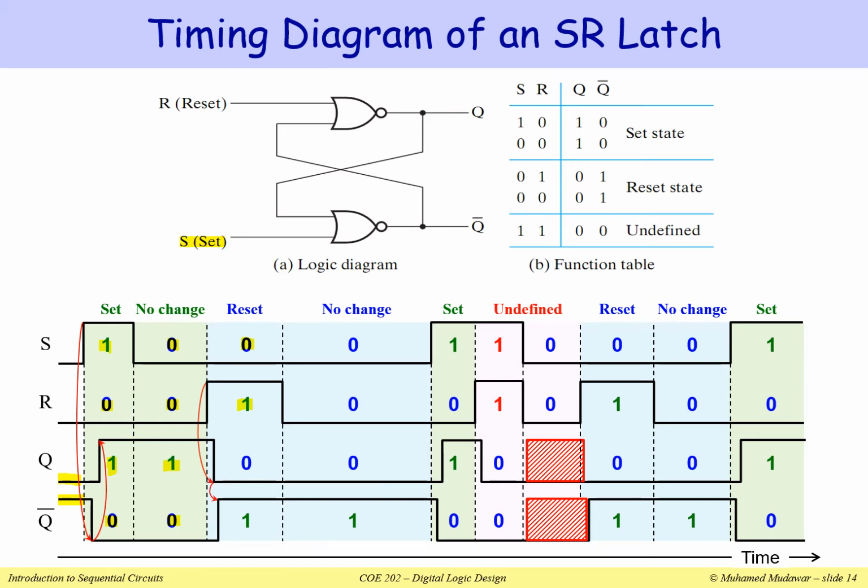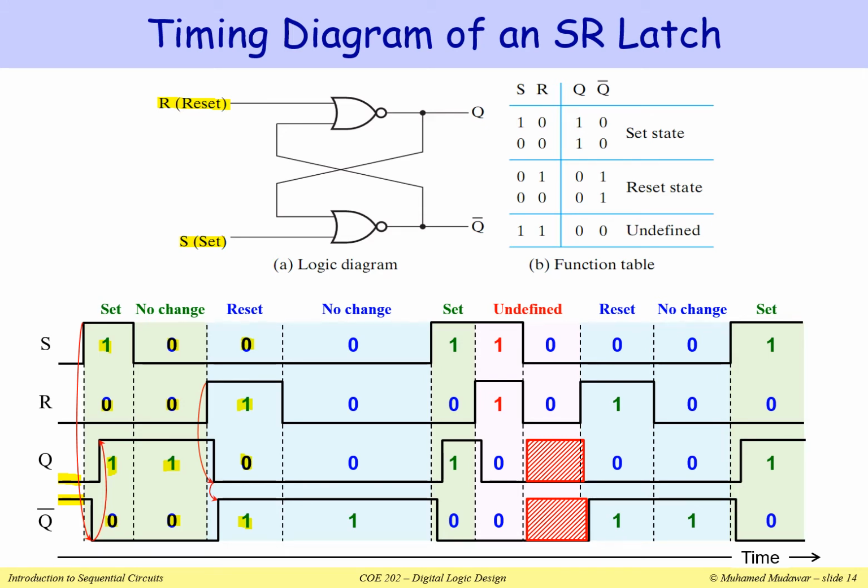So when R goes from 0 to 1, the R input is going to force Q to become 0. So the Q output is going to drop from 1 to 0. And when Q drops to 0 and S is equal to 0, then Q bar is going to jump to 1. So there is actually a small delay in these two NOR gates. First we change Q, and then after that we change Q bar. So we get 0, 1, and this is my reset state.